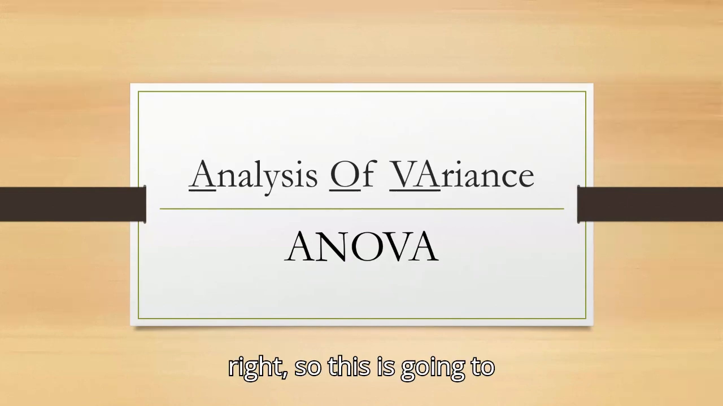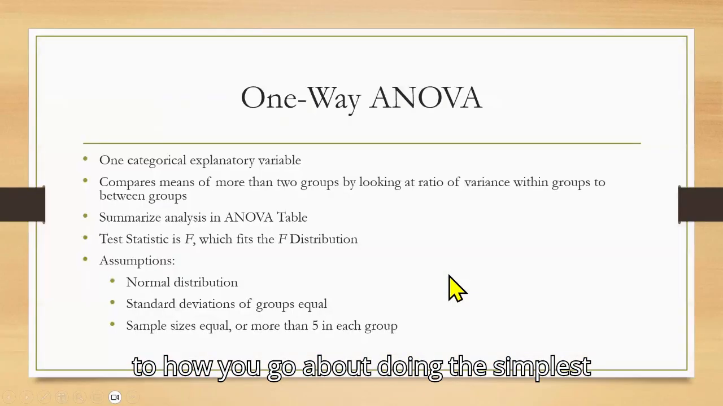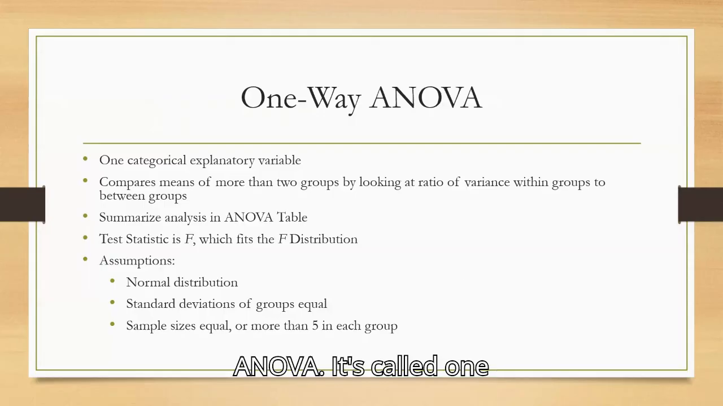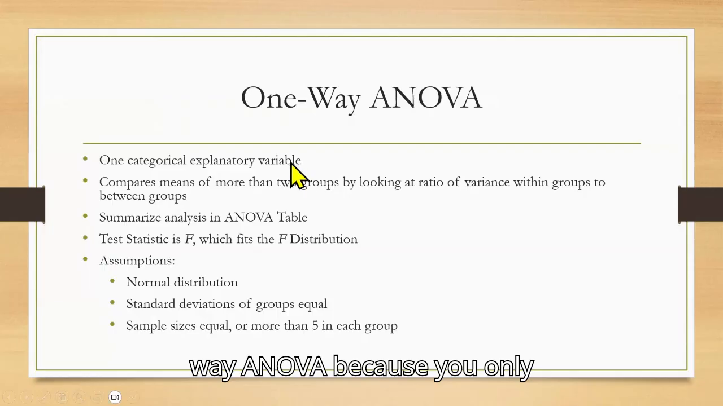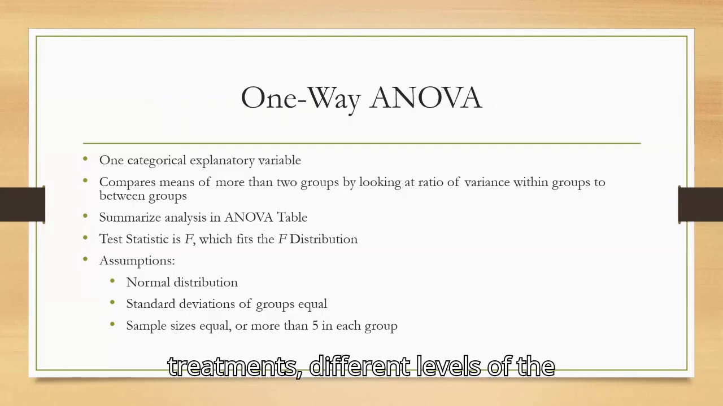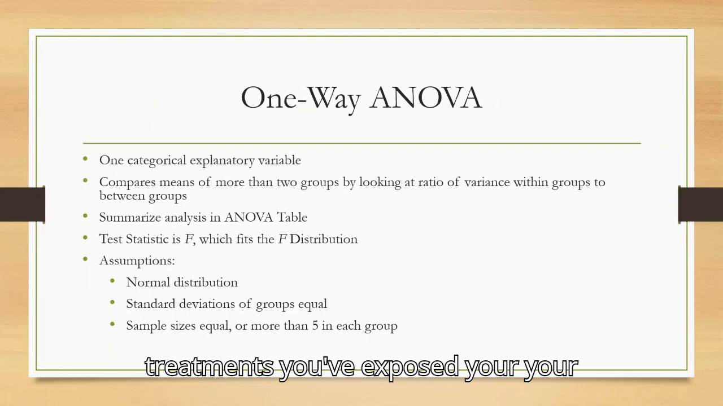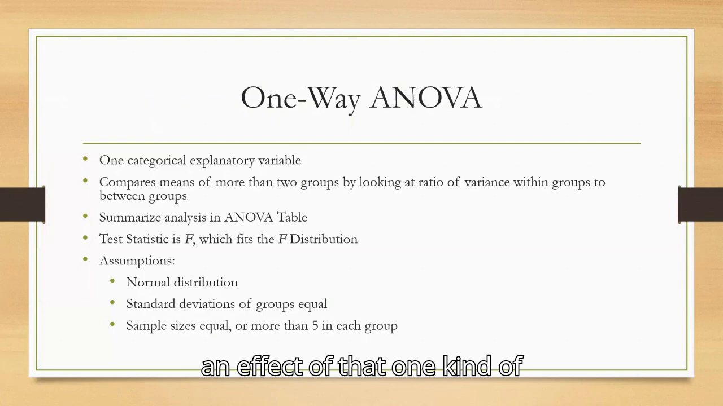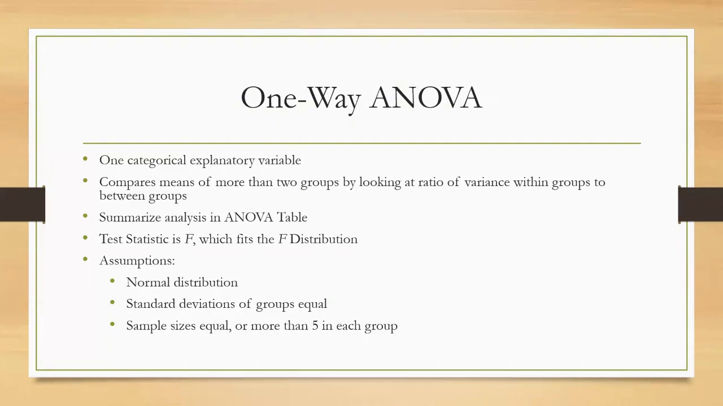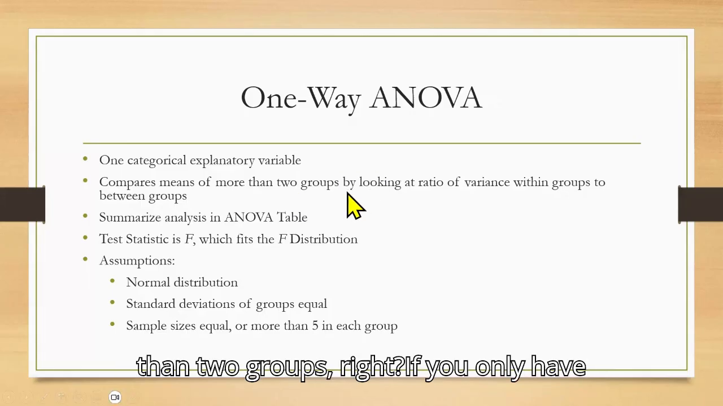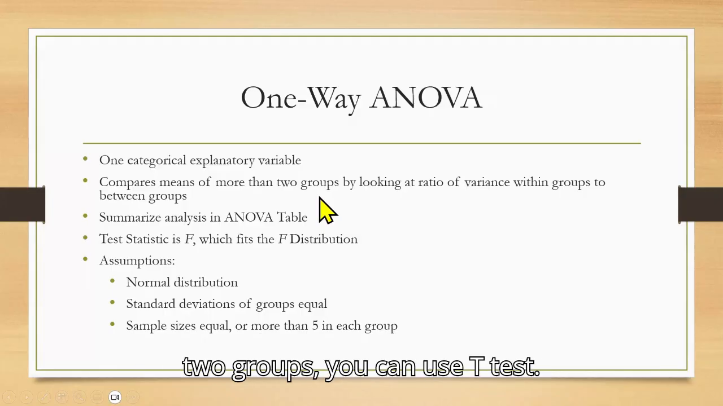All right, so this is going to be a quick introduction to how you go about doing the simplest version of ANOVA, one-way ANOVA. It's called one-way ANOVA because you only have one categorical explanatory variable. So whatever different levels of the treatments you've exposed your different groups to, you're looking for an effect of that one kind of treatment on your response variable. And you're interested in comparing the means of those groups, and you have more than two groups, right? If you only have two groups, you can use a t-test.